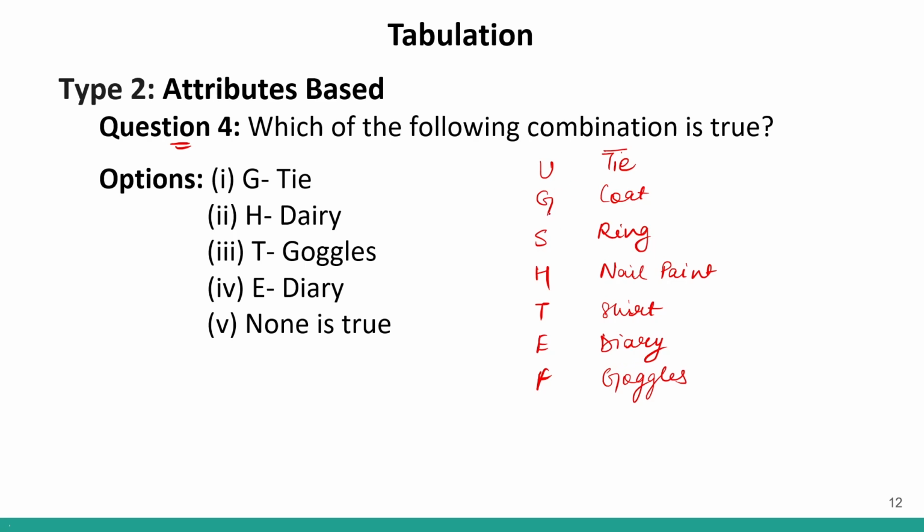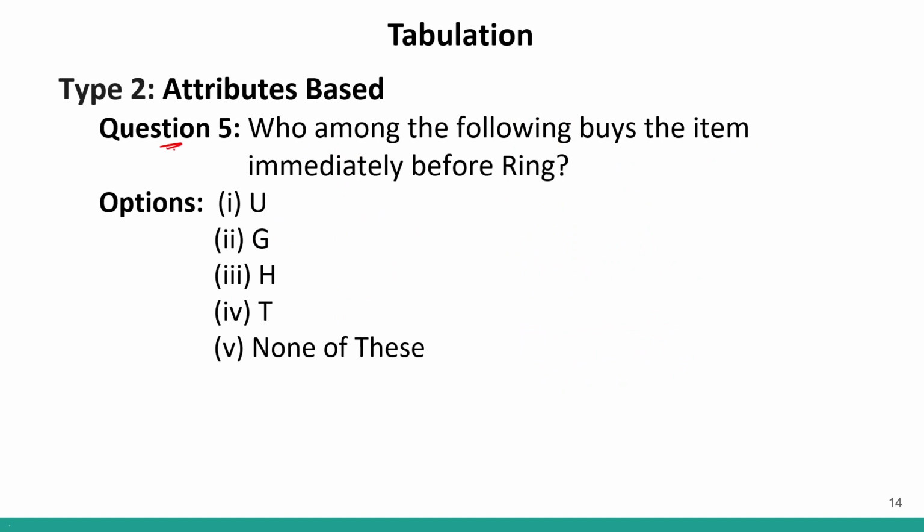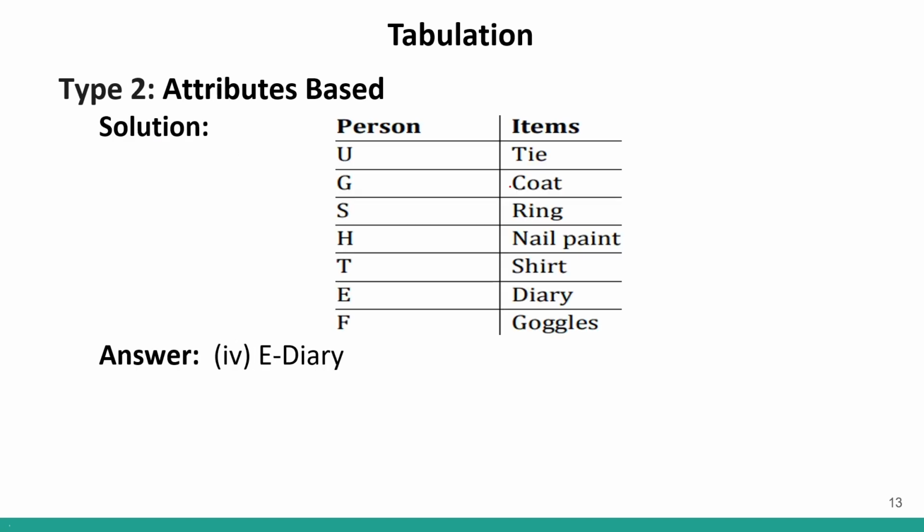We have G tie. No, we have G coat. So this is not true. H diary. No, we have E diary. So this is also not true. T goggles. No. F is with goggles. So not true. E diary. Yes. This one is true. So my answer will be option number 4. E diary. This combination is true. Okay. Moving on to question number 5. Who among the following buys the item immediately before ring? So going back to the arrangement.